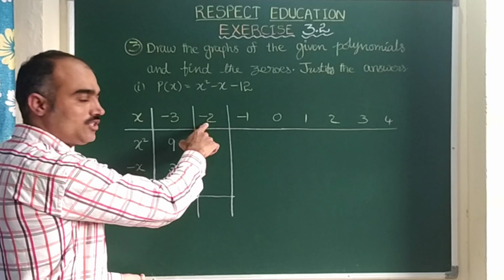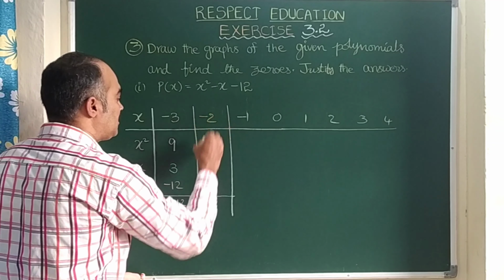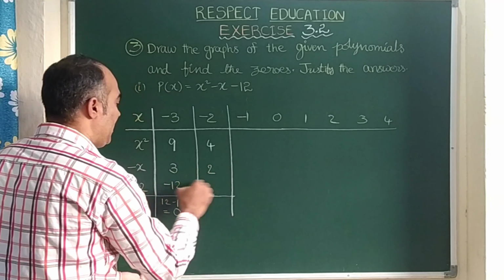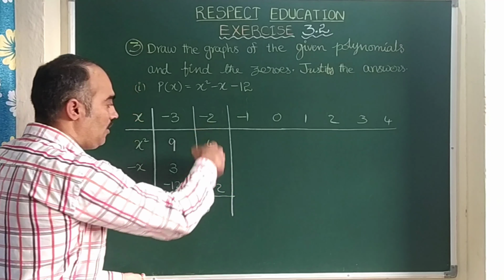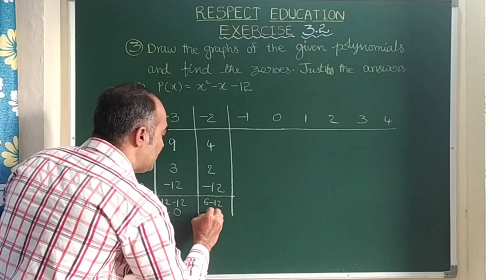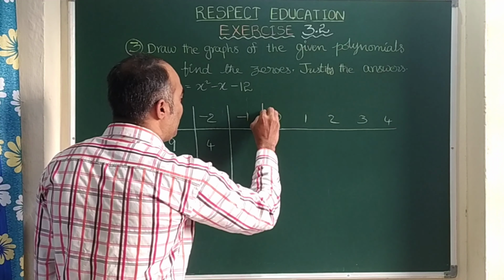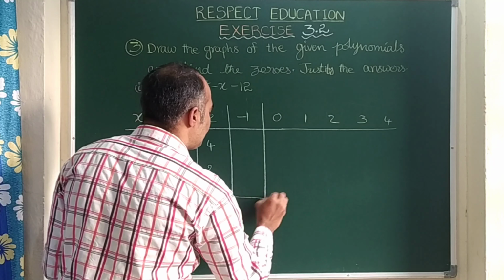See, x is minus 2. So x square, minus 2 square is 4. Minus x means minus of minus 2 is plus 2. Minus 12 as it is. Now adding them, 4 plus 2 is 6. So it is 6 minus 12, which is minus 6. Right? Now let us write the next one.